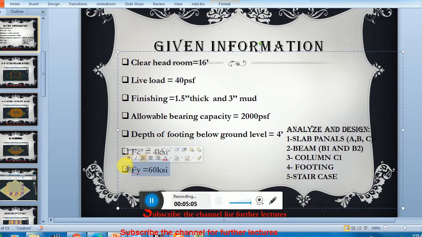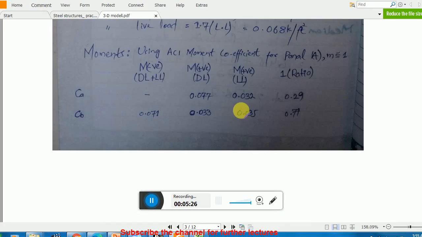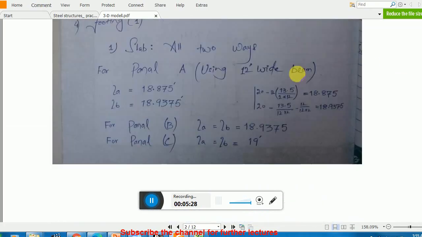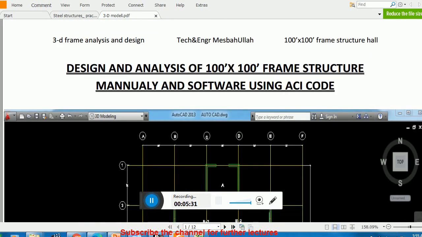And for 60 ksi, you need to look to the market. 60 ksi and 40 ksi steel is available. So what we have to do: we have to analyze and design the slab panels A, B, C. We have to analyze and design beams B1, B2. We have to design columns, footing, and the staircase. Clear? So let's see the design.